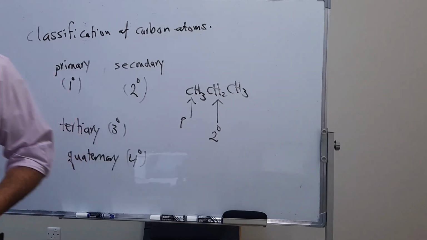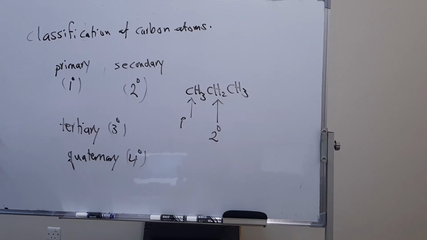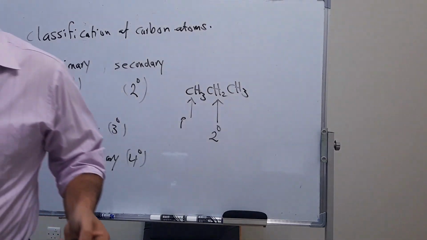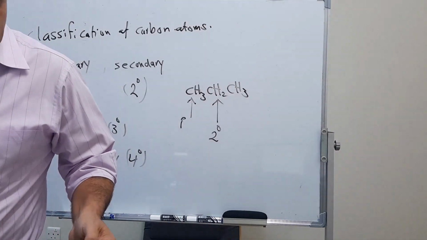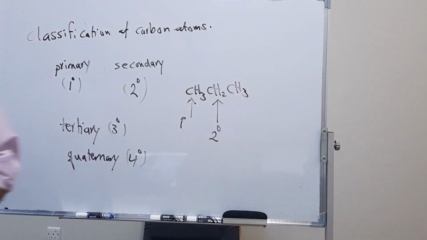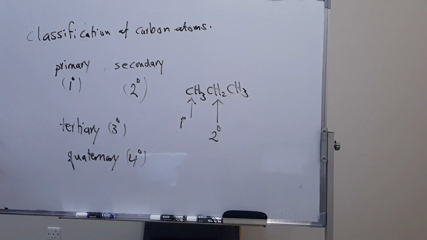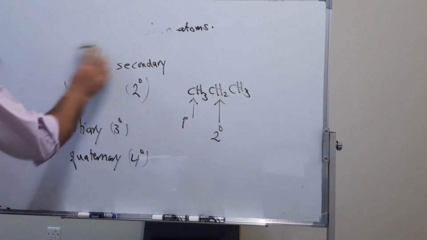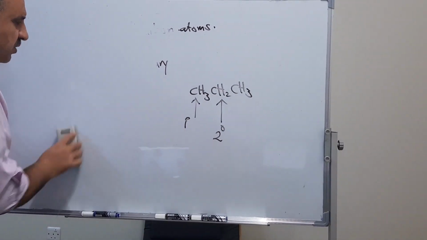All right. Okay, so this is about the classification of the carbon atoms, and this is the slide which is presented in slide number 16. Now let's take a little bit more example. Write down the isomer or structural isomer of an alkane with molecular formula C5H12.